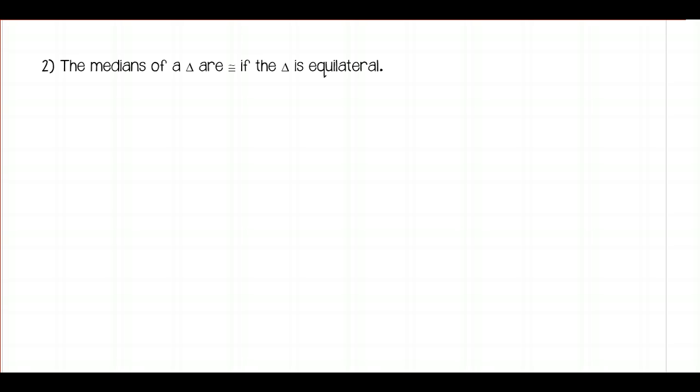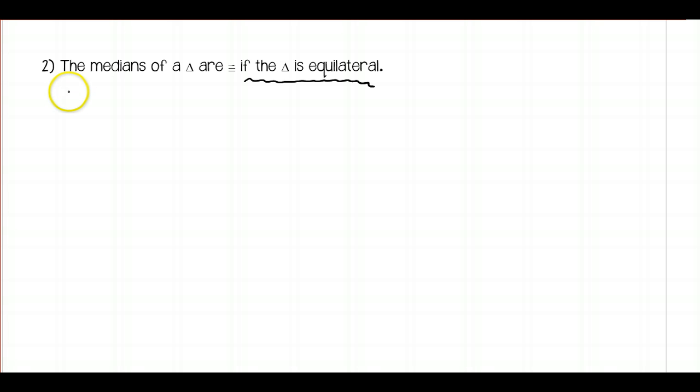So number 2, it says the medians of a triangle are congruent if the triangle is equilateral. So I'm going to rewrite this in conditional form. You notice the if part here is at the back. That still is our hypothesis though. So sometimes in English we'll rearrange things, take out certain words to make it more understandable or make it sound like how we would normally talk, because we don't always talk in conditional form.